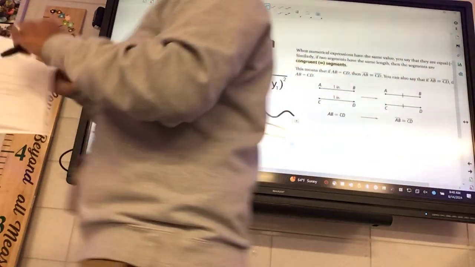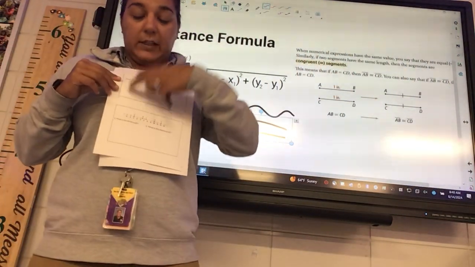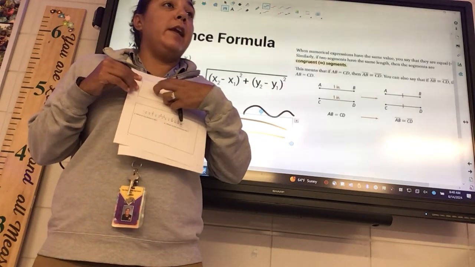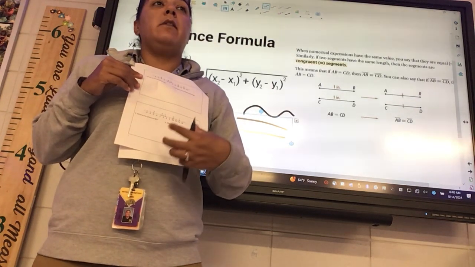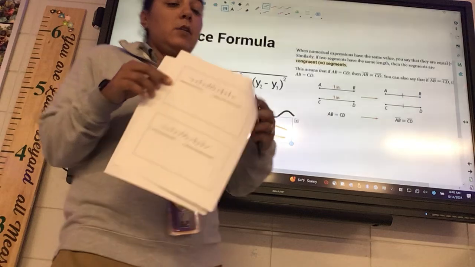Okay, so if you're looking at your sheet, I'm gonna do the top slide on every page, and you guys will do the bottom slide on every page. Make sense? Okay, so go to your next page.